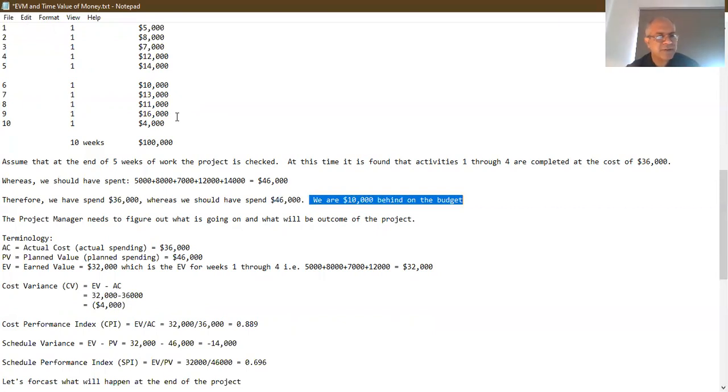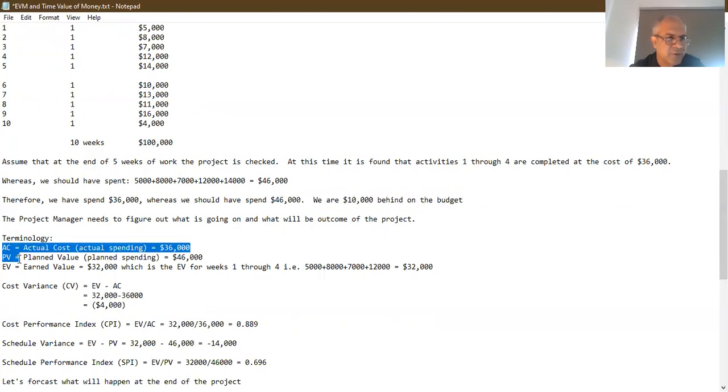Before we jump into this earned value management technique, let's understand the terminology, right? There are 3 terms here that we need to understand. We need to understand the concept of AC, which is the actual cost. We need to understand the concept of PV. This is not the same as the present value anymore. We're talking in terms of the earned value management technique, so this means something else. PV is the planned value, and EV is the earned value.